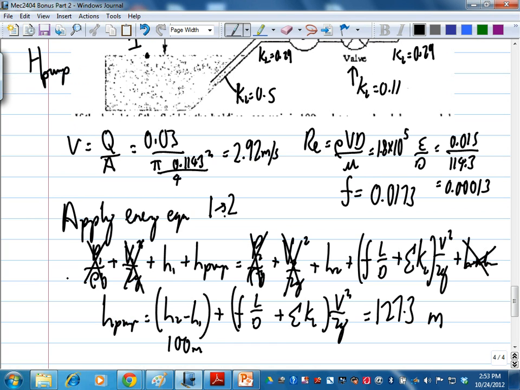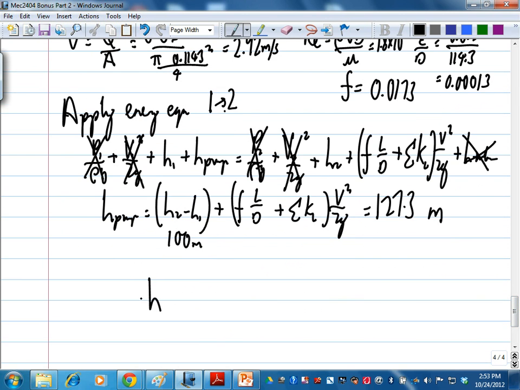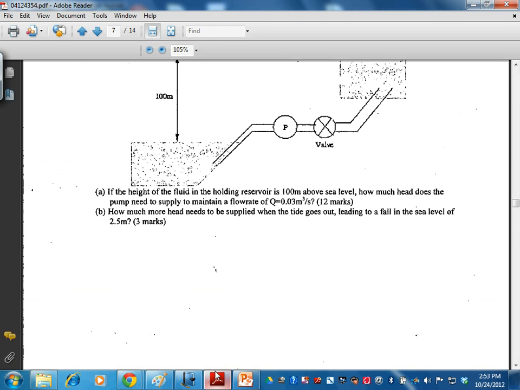Okay, what happens if the seawater, if the tide goes out and H2 minus H1 is 100 plus 2.5 meters. Is that what it's asking? Alright. How much more head needs to be supplied when the tide goes out, leading to a fall in sea level of 2.5 meters? What's the answer? 2.5. Okay. Alright. How much more? 2.5?